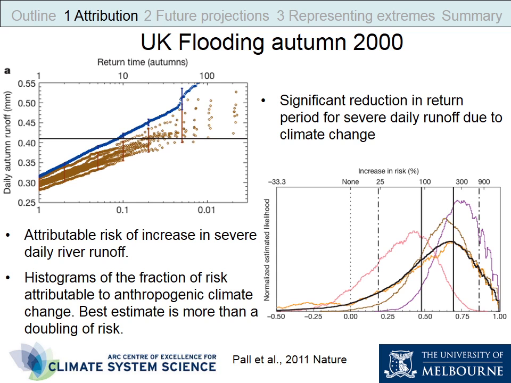And what you can see is that the return time is vastly reduced. So these events are occurring a lot more frequently in the simulations that have a human influence. And when they looked at the increase in risk associated with this event that could be attributed to the human influences, they found that it was likely it was a doubling of risk.